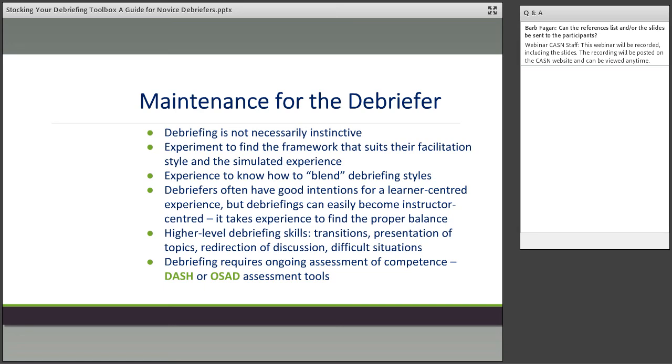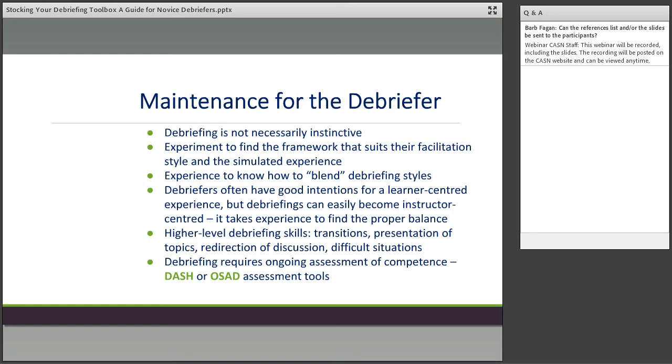There's also the higher level debriefing skills, and I find this interesting. I'm preparing to go down to the IMSH conference this next week, and looking through picking my courses, I'm going to take a lot of higher level debriefing skill presentations. How do you deal with difficult situations? And also things like the transitions, presentation of topics. How do you redirect a discussion? It's easy to say I have all these objectives and things may be going on, but how do you do a smooth transition between objectives?